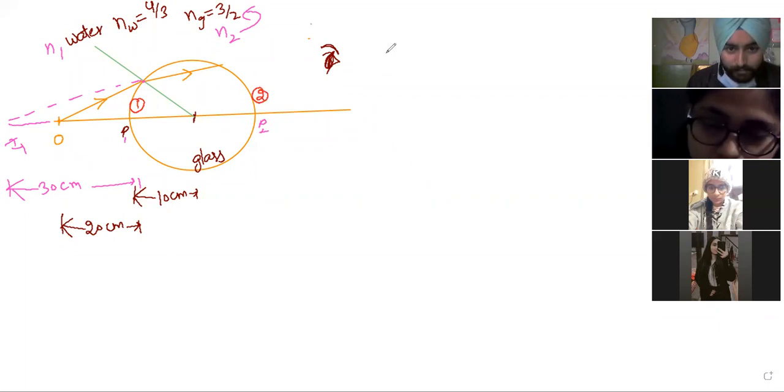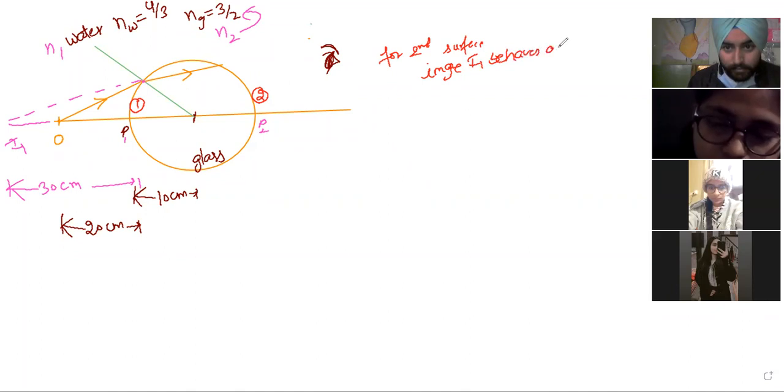For the second surface, जो इमेज है I1 behaves as a virtual object. So if it behaves as a virtual object, then again we have to calculate the final image formed by the second surface.